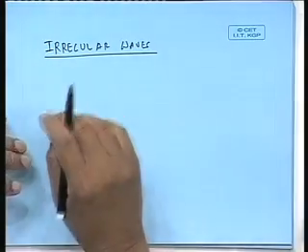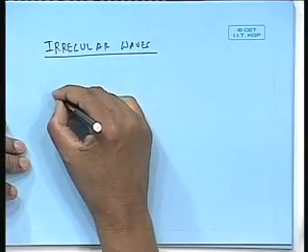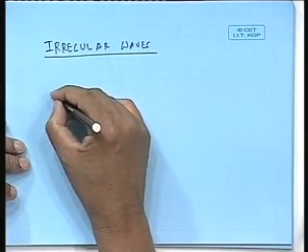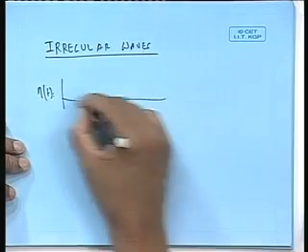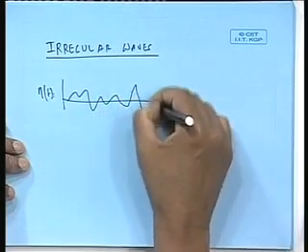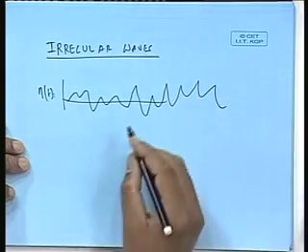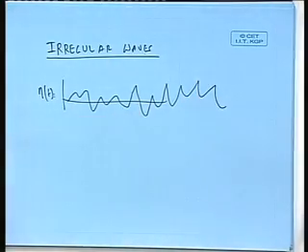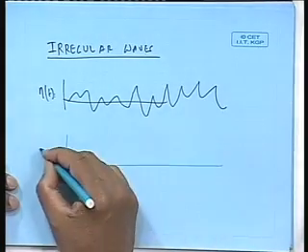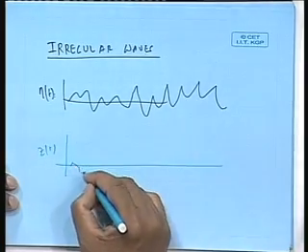If you take a ship in irregular wave, the irregular wave eta of t looks very irregular. Now you have put your ship there and you want to measure, let us say, heave or some response. Let us say heave. You measure z of t. Z of t also looks something irregular.